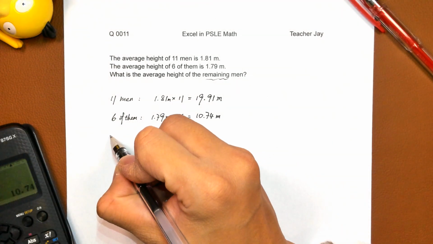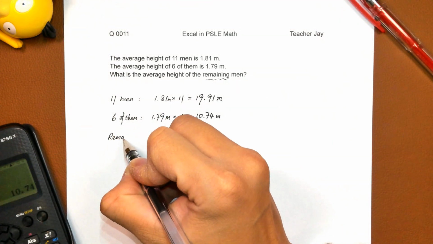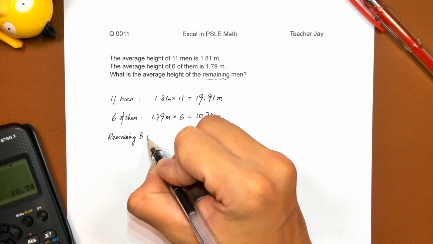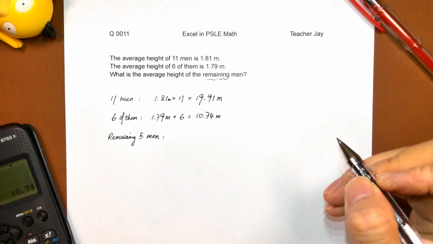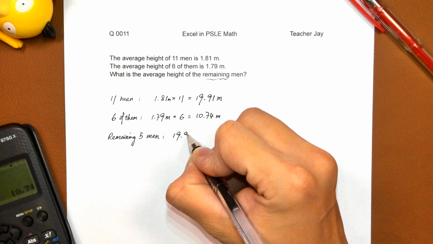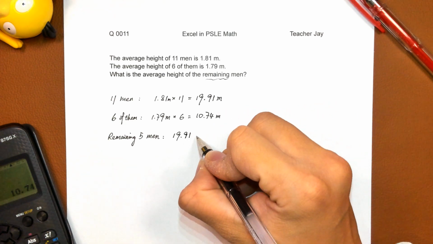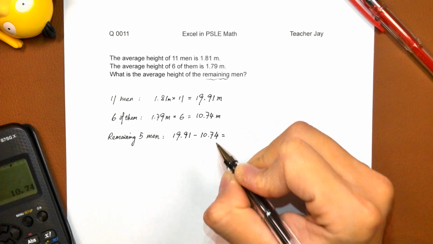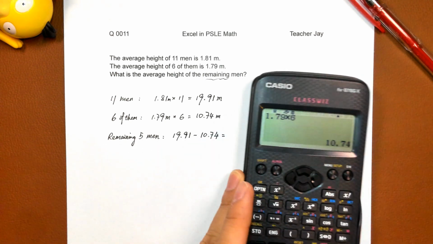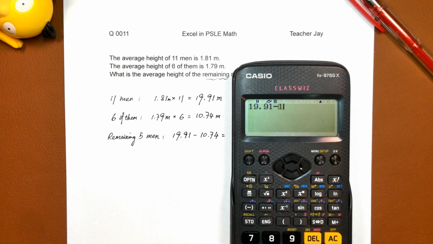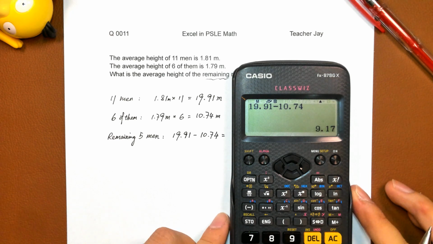So for the remaining 5 men, the sum of their heights is 19.91 minus 10.74, 9.17.